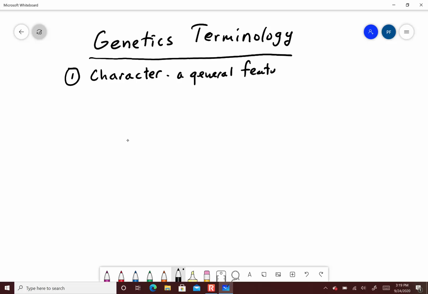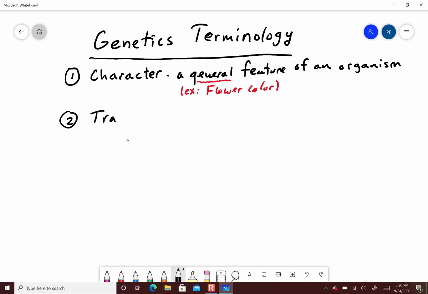feature of an organism. A general feature of an organism. The key thing here is that it's just a very general kind of idea. An example of a character would be something like flower color. We're not saying that it's red or blue or purple or whatever. We're just saying, hey, this plant makes flowers, and they have some kind of color. So that's a very general feature of an organism.